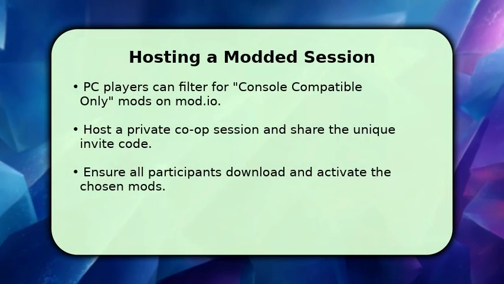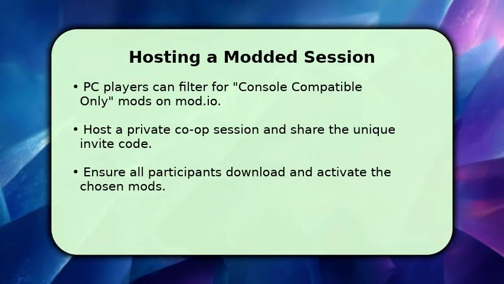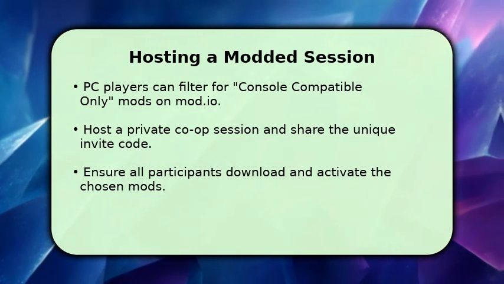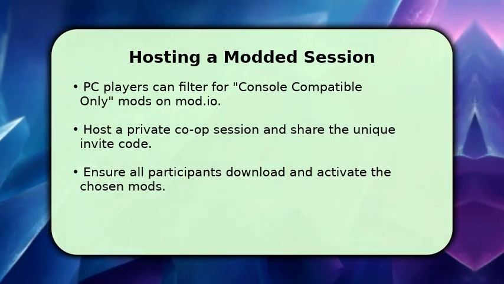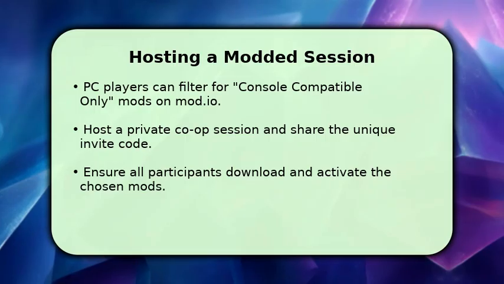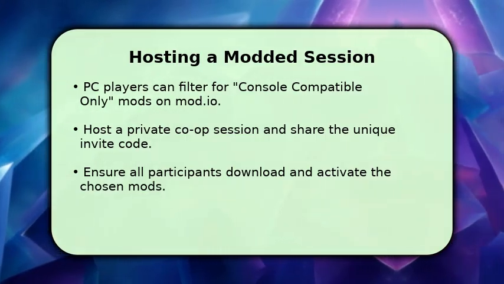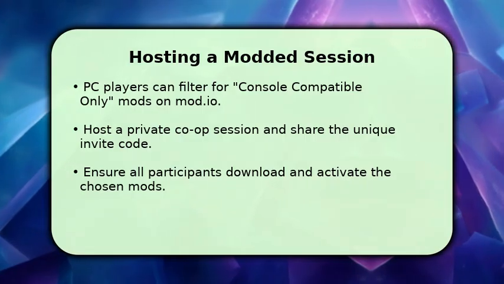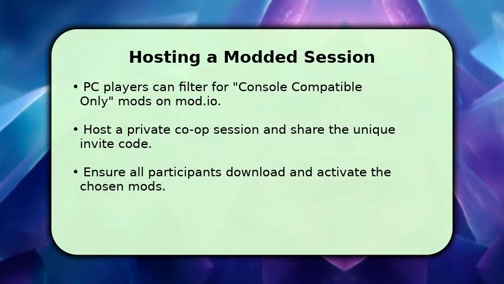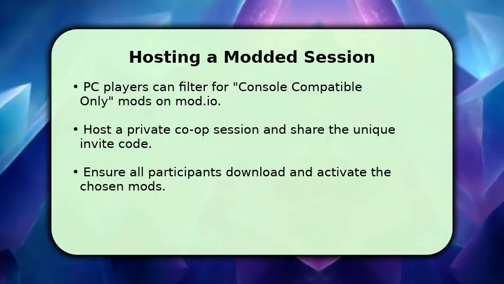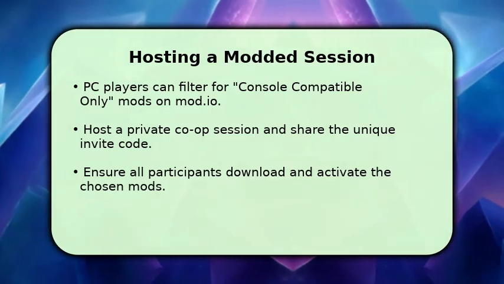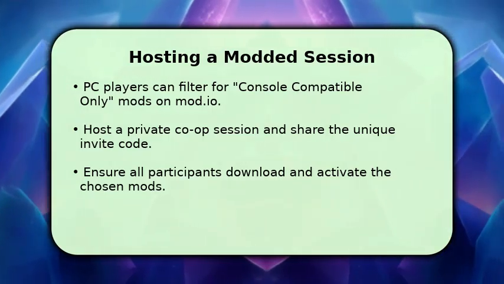To set up a cross-platform modded game, PC players should first use the mod.io website to filter for console-compatible only mods. Once everyone agrees on the mods, the host starts a private co-op session and shares the generated session code. All joining players must then enter this code and ensure they have downloaded and activated the exact same mods as the host before attempting to connect.